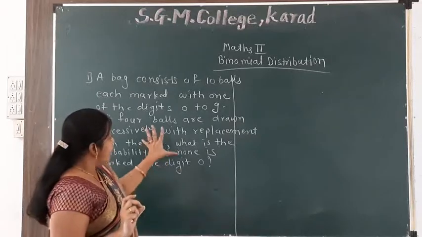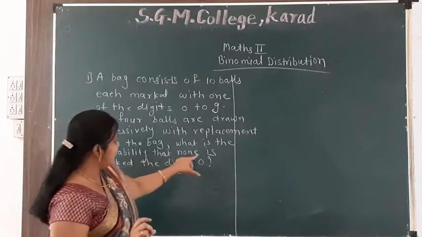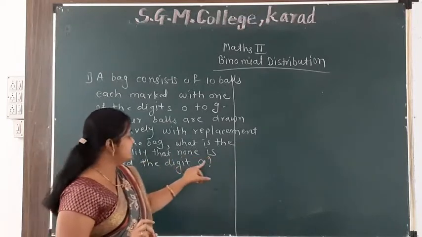So what do we want here? We want the probability that none is marked with the digit 0.